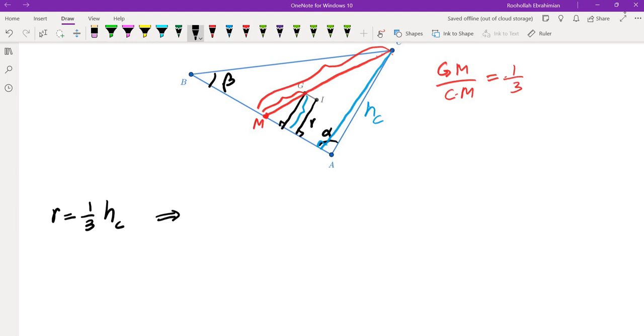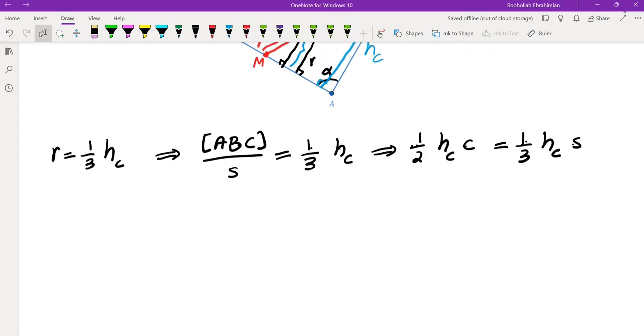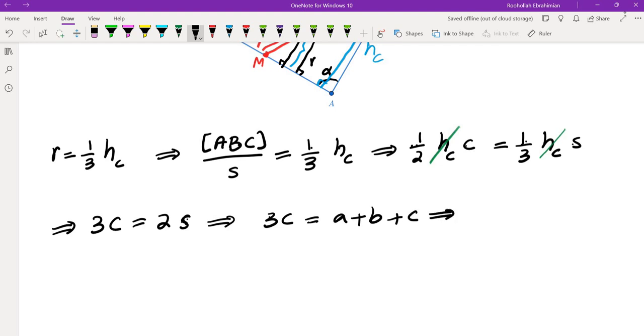Now let's write down the formula. So what is the inradius? The inradius is the area divided by the semi-perimeter. So that's 1/3 of h sub c. Now let's write down the area. Area is 1/2 h sub c times c, and let's multiply by s, the semi-perimeter, to see what we get. So clearing the common term of h sub c, we get 3c is equal to 2s, which means 3c is equal to the perimeter a plus b plus c, which means 2c is equal to a plus b.